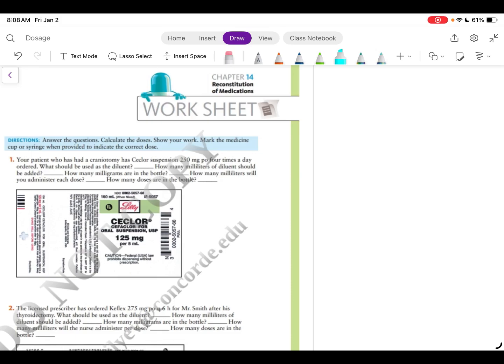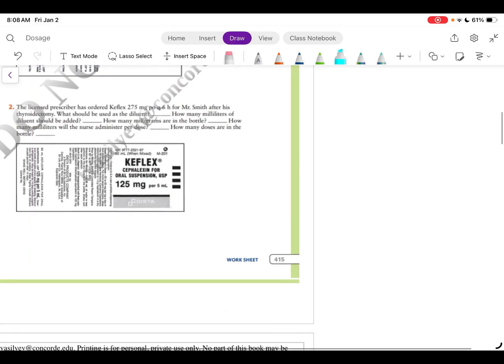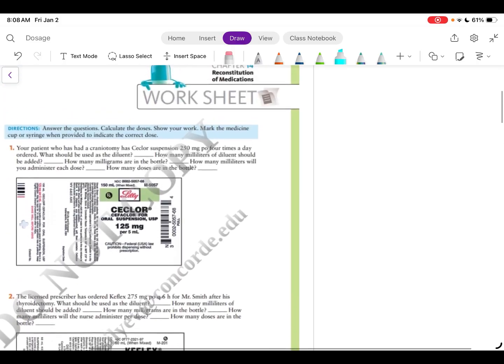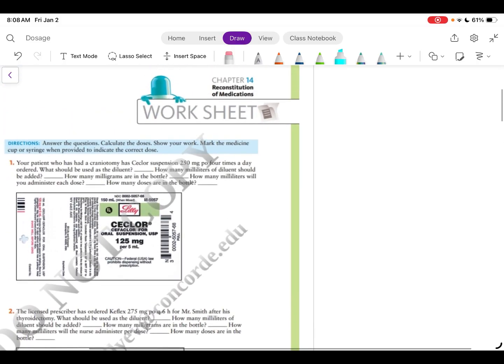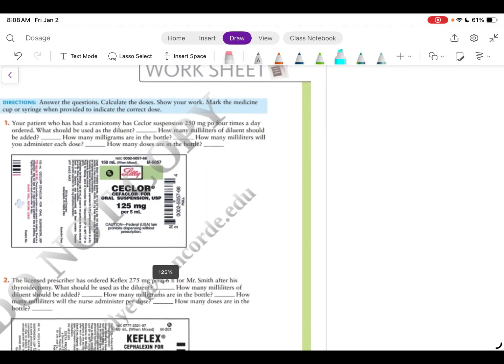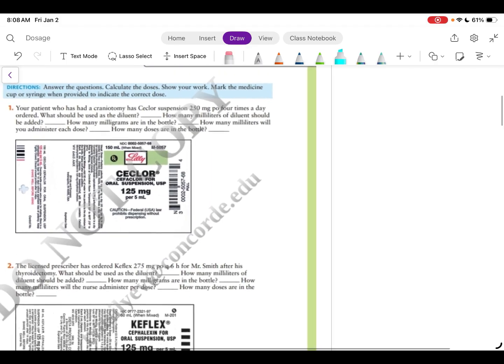So I'm gonna go ahead and work through a couple of problems from your book here. And I'm gonna be starting at page 415. So let's go ahead and get going with number 1. Your patient has had a craniotomy, has Ceclor suspension 250 milligrams PO 4 times a day ordered. What should be used as the diluent?